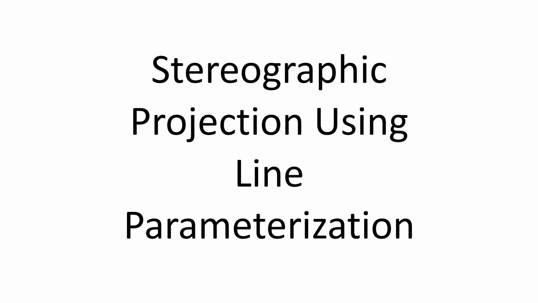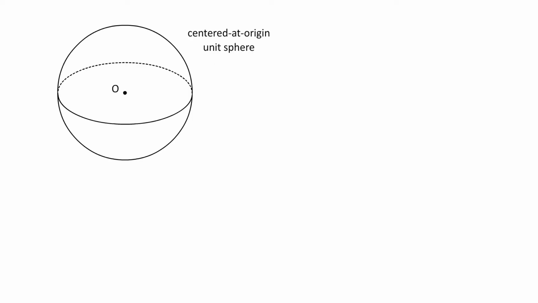instead of using ratios. Let's start off with a unit sphere which has a radius of 1, and let's also place its center at the origin in R3. The sphere can be off-centered or not have unit radius if you'd like.